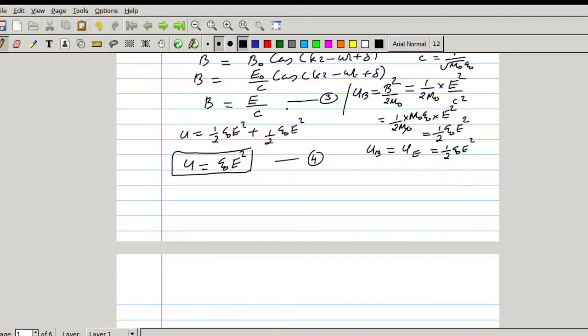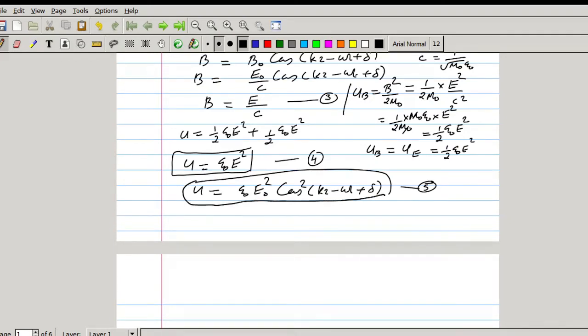Now E is E0 cos(kz minus omega t plus delta). So we can write U equal to epsilon 0 E0 square cos square(kz minus omega t plus delta). This is equation number 5. Expression 4, energy density, is a function of cos square theta. So we can take the average energy over a complete cycle.